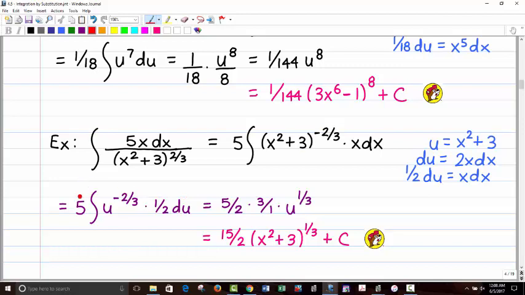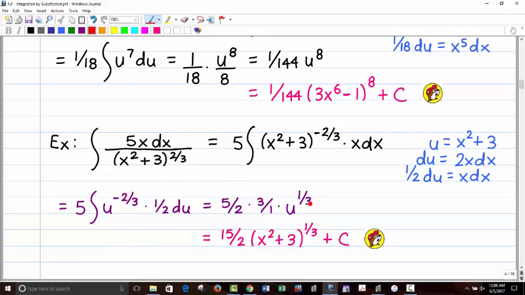The 5 just stays on the outside. So we have u to the negative 2/3 from right here, and then 1/2 du. So the 5 can go out there and combine with the 1/2 to make it 5/2. Then we do the power rule.